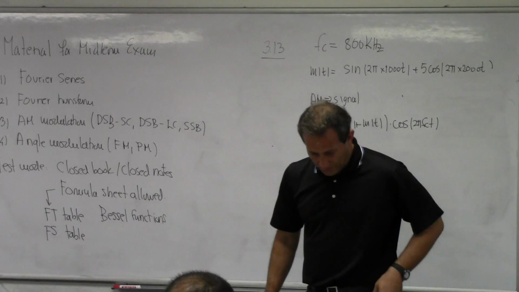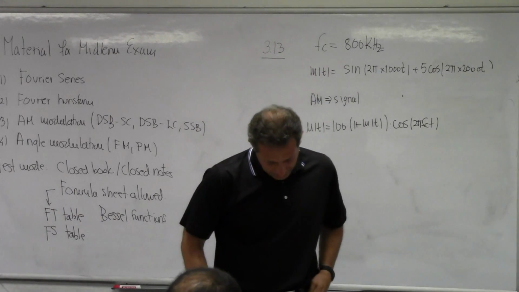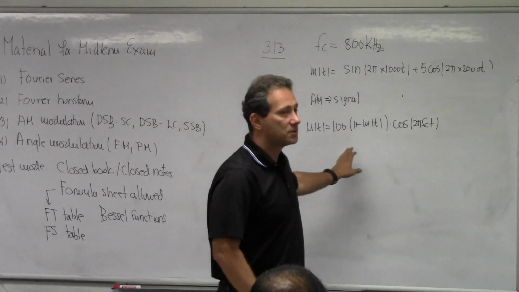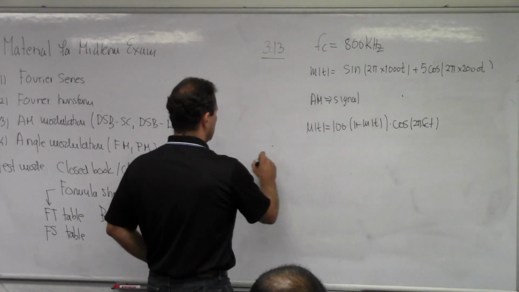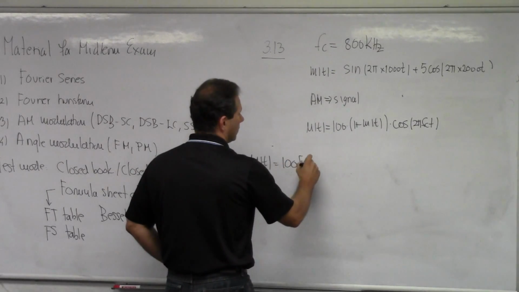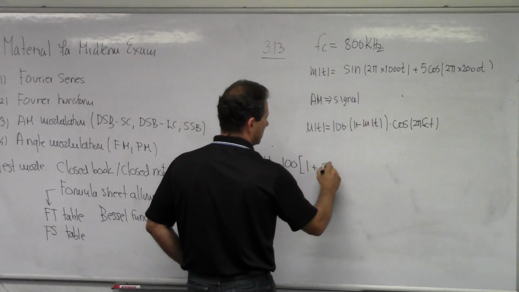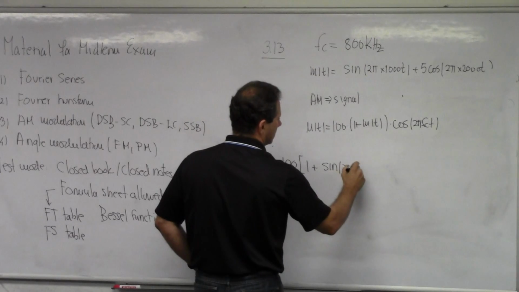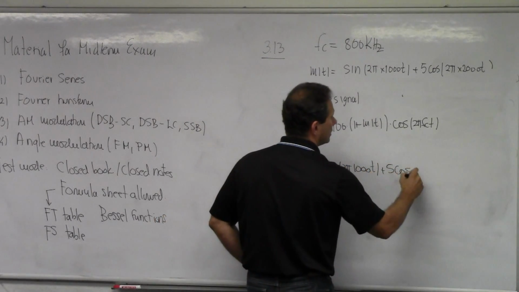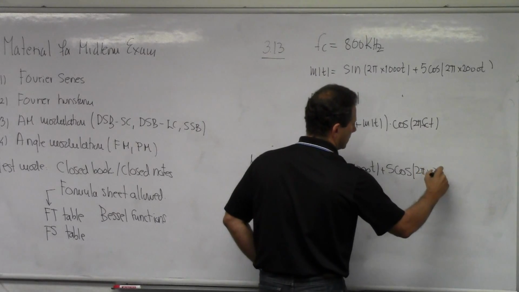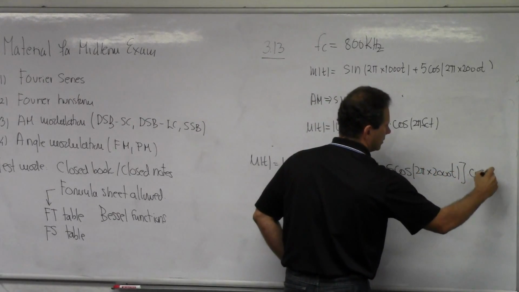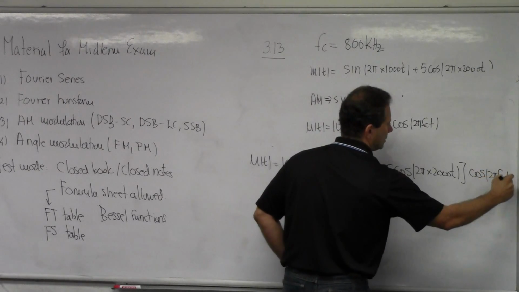Okay, so first one is easy. Determine the spectrum of the AM signal. Do I need to determine the spectrum of this? You would have u of t as 100 times 1 plus whatever is here, sine 2 pi 1000 t plus 5 cosine 2 pi times 2000 t, times cosine 2 pi fc t.